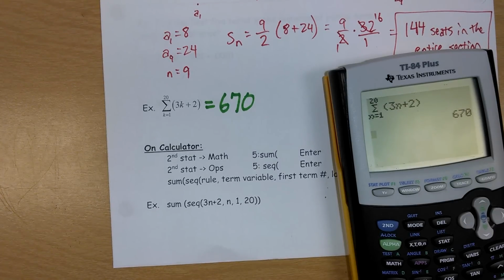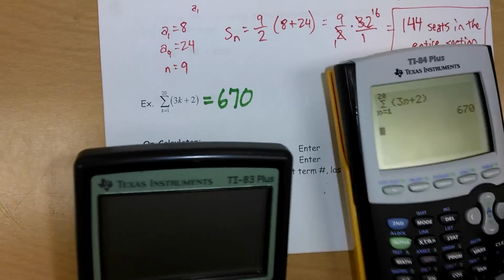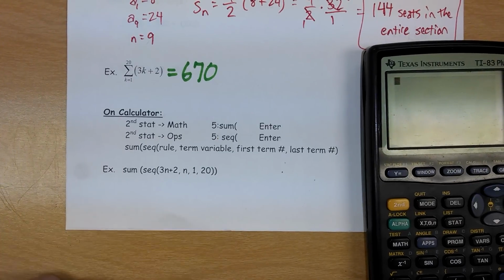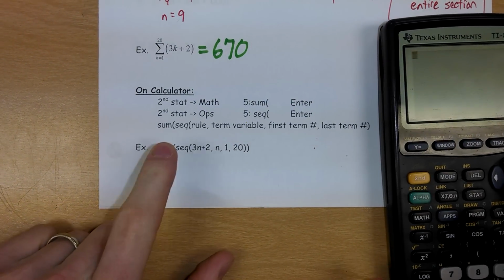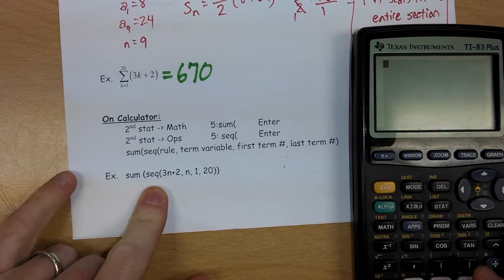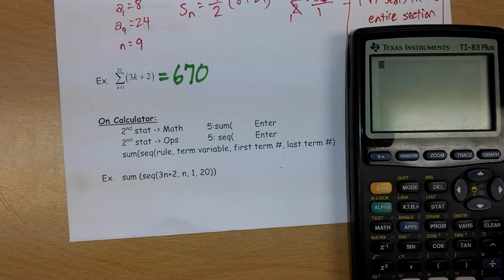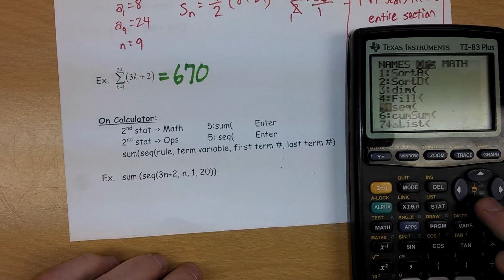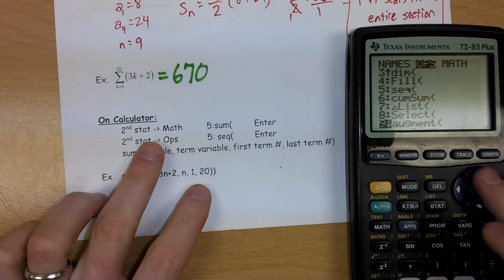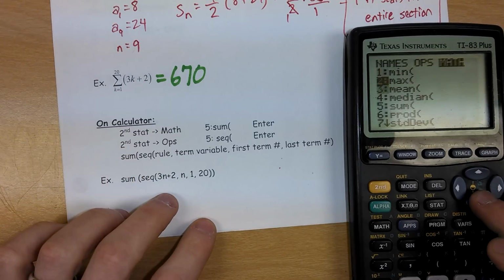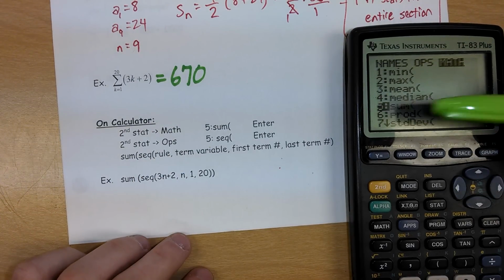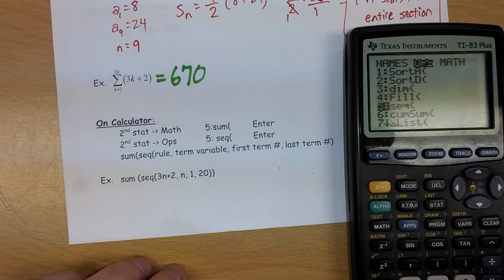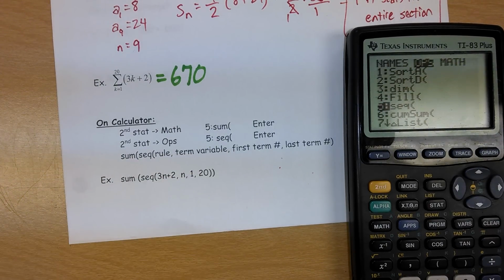Okay, if you're on an 83, then we've got to work around a little bit. We're going to use our sum combined with the sequence function that we talked about in our last lesson. So again, we're going to go to second stat, over to ops, then over to math menu and cursor down to our sum option. And then we're going to go back to second stat, go over to ops, and select sequence.